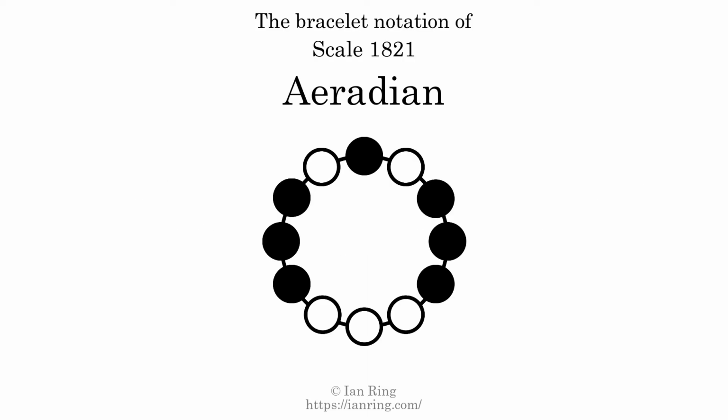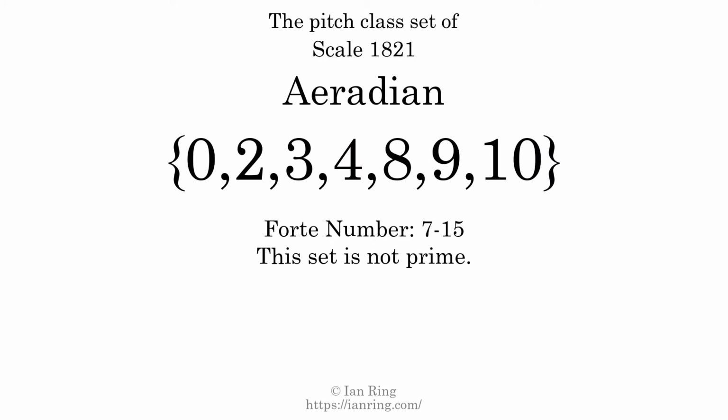This is a bracelet notation diagram of scale 1821. The shaded circles represent tones that appear in the scale, and they are read clockwise, starting at the top. The pitch class set for this scale is 0, 2, 3, 4, 8, 9, 10. The fault class is 7, 15. This set is not prime.